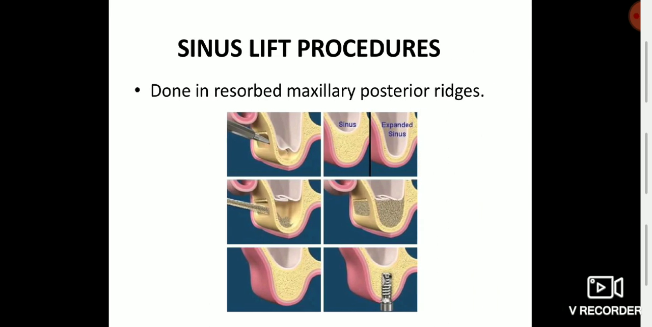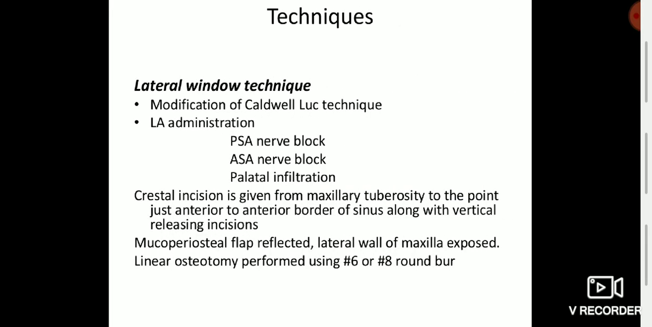Coming to the maxillary sinus lift procedures. These are done for placement of bone graft material in between your alveolar ridge and your maxillary sinus lining for placement of implants. It is done in resorbed maxillary posterior ridges. Coming to the technique. The most common technique is the lateral window technique, which is a modification of the Caldwell-Luc technique.